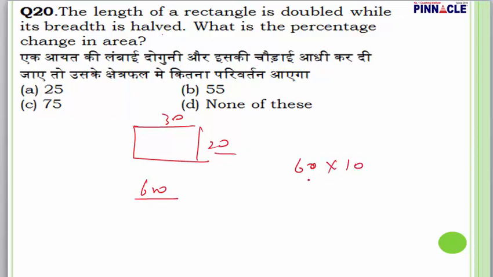So the area would be equal to 600. Earlier it was 600, now it is 600. So there is no change. It means none of these would be the answer.